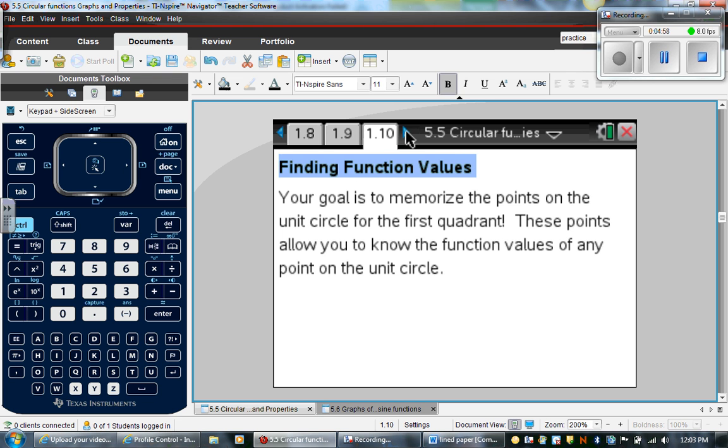So now let's talk about finding function values. Your goal is to memorize the points on the unit circle for the first quadrant. That has got to be done. Okay? These points allow you to know the function values of any points on the unit circle because those points all come from our reference angle. So the rest of it is simply reflections over the axes.